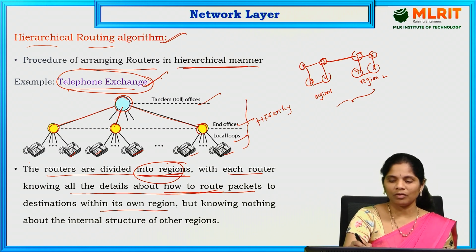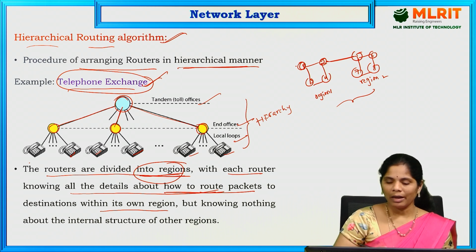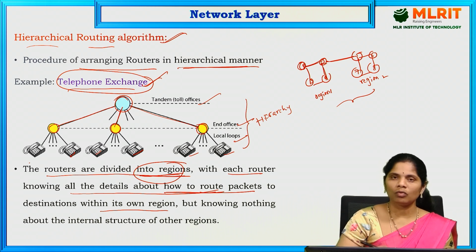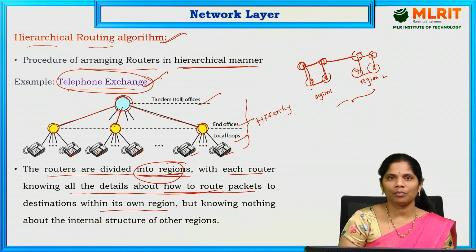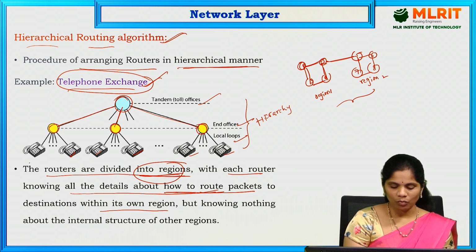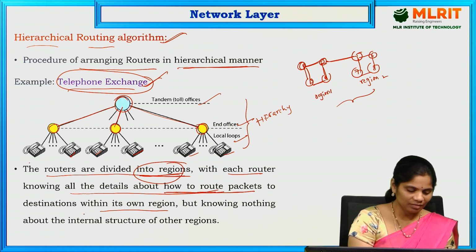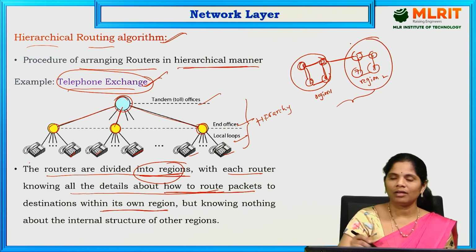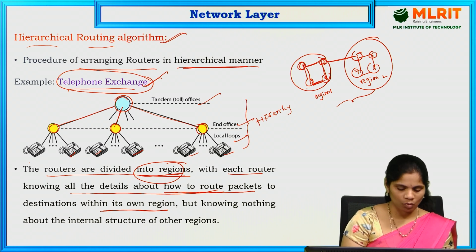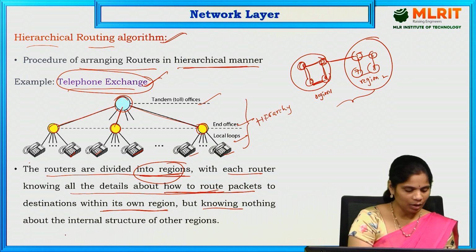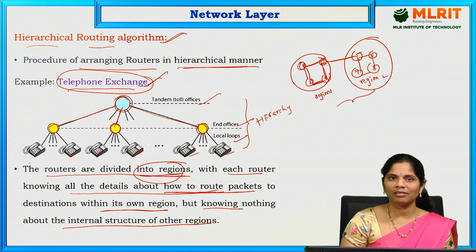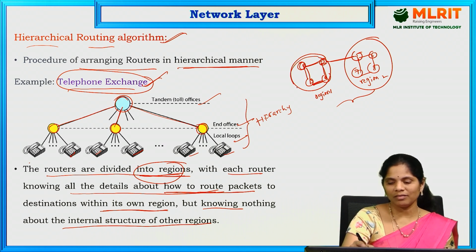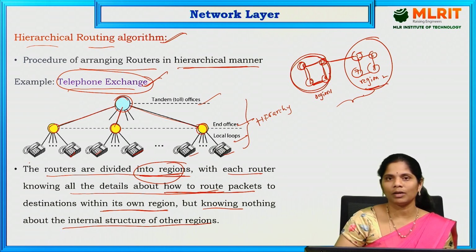Suppose I want to travel from 1 to 4: I can go 1 to 2, 2 to 4, or 1 to 3, 3 to 4. So a router knows all the details about how to route packets to destinations within its own region, region 1 or region 2. But it knows nothing about the internal structure of the other regions.